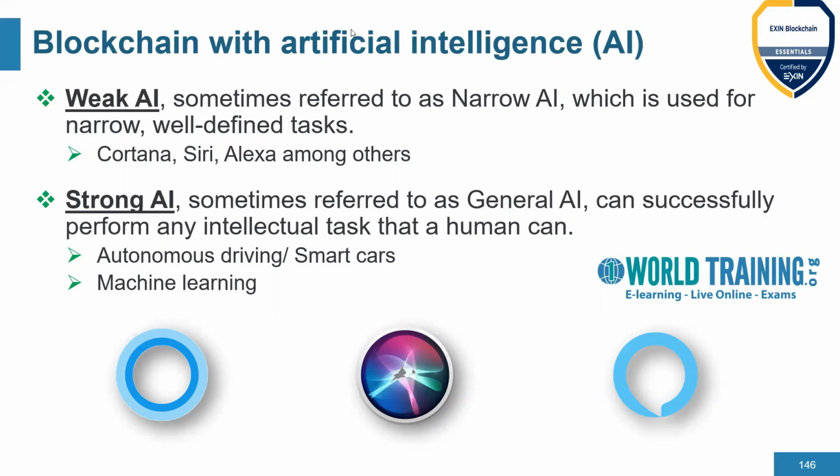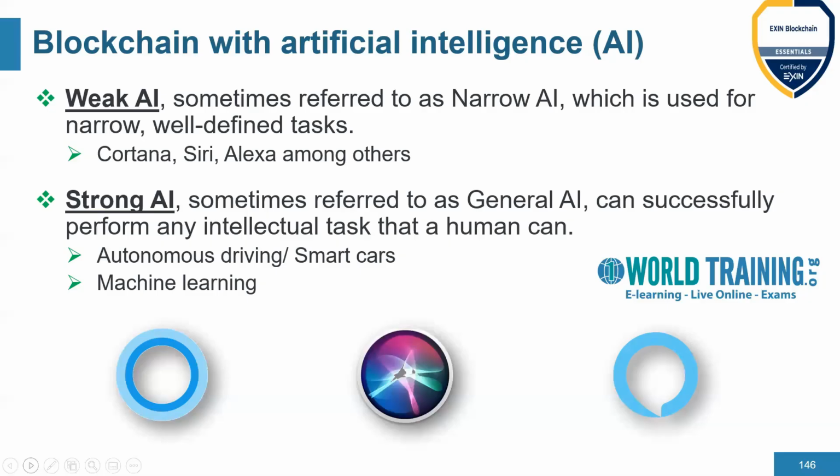The examples of strong AI, which we call general AI as well, are use cases where you use artificial intelligence for performing any kind of intellectual task that a human might find tough to do. The examples of strong AI are self-driving cars, autonomous cars, smart cars, and some other examples related to machine learning algorithms, which can help you carry out other sophisticated kinds of tasks.